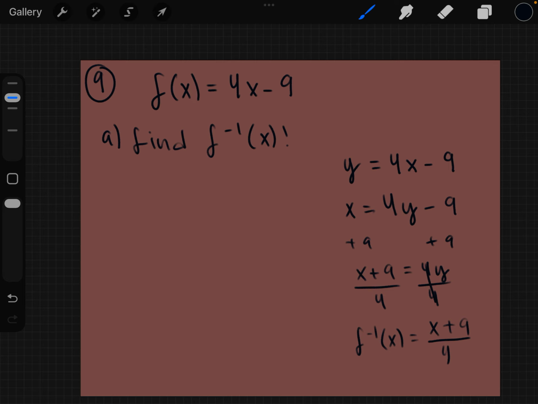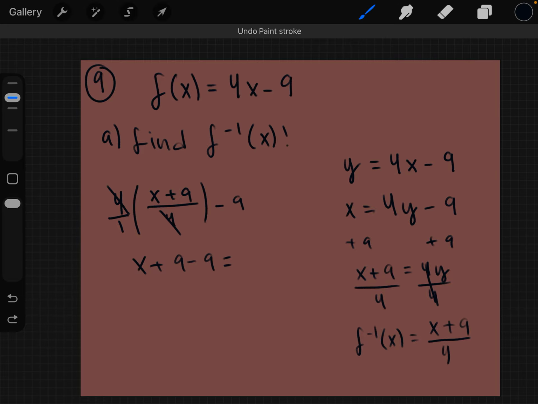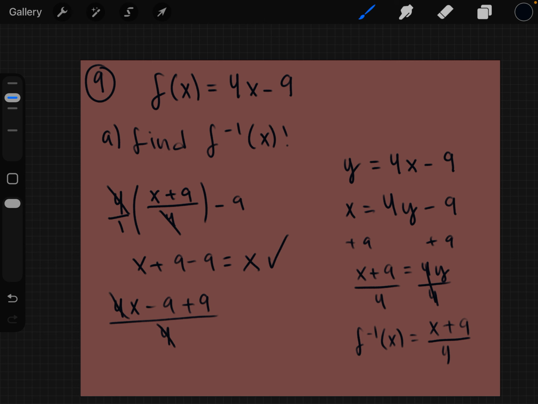And we test this by putting this into f of x. So canceled. So that works, and then you put f of x into f inverse of x. So we've got, so we have found the correct inverse of f of x.